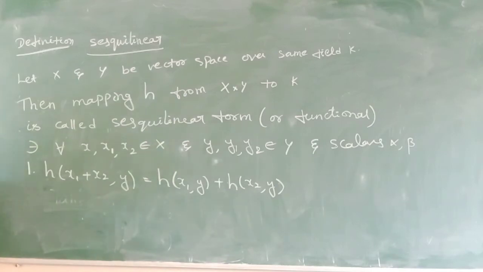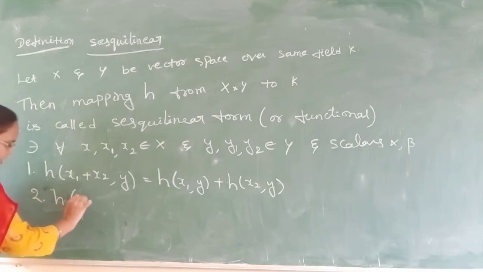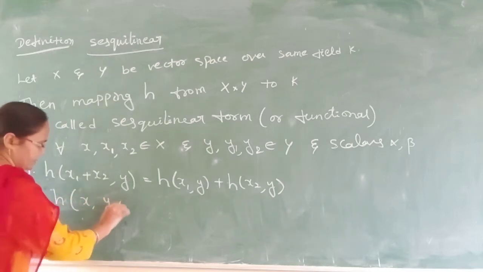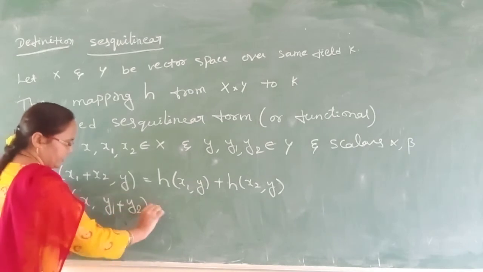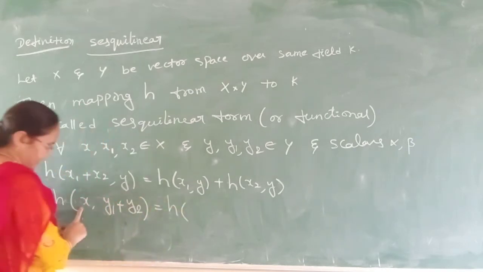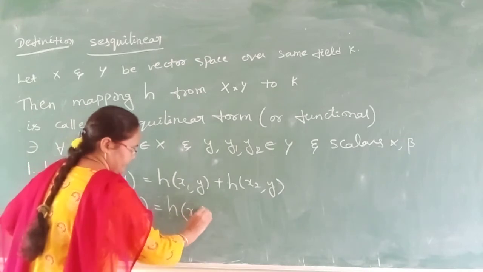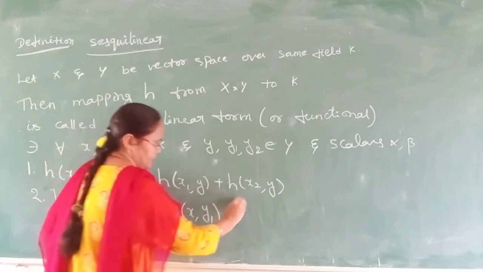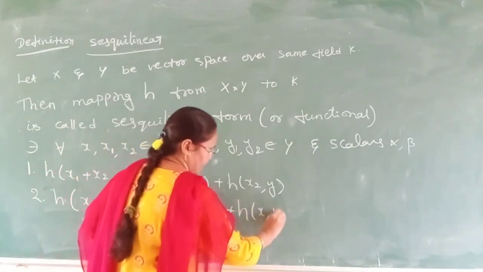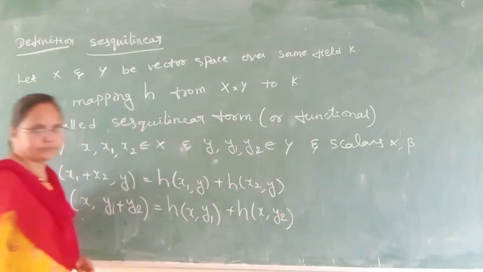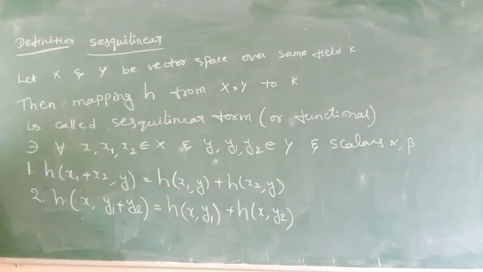Second one is the same thing for the second variable. H of x comma y1 plus y2 is written as H of x comma y1 plus H of x comma y2. Okay. Next, third property, H of alpha x comma y.